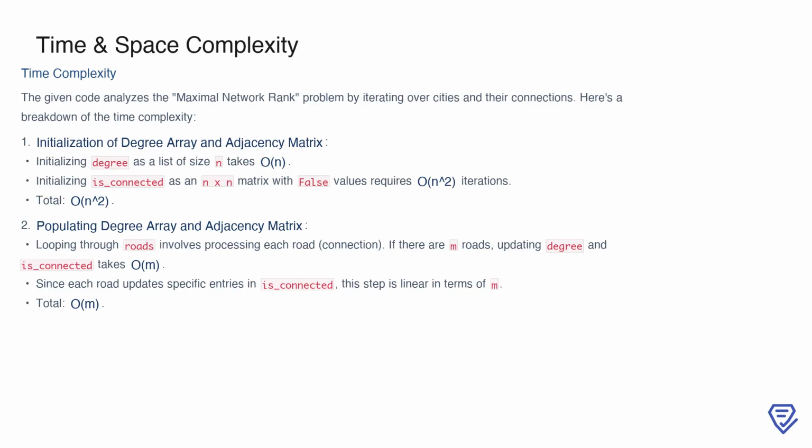After setup, we populate these structures by iterating over the given roads. For each road, we update the degree array and set the corresponding entries in the adjacency matrix. If there are m roads, this step takes O(m) time. Since each road is processed just once, this part scales linearly with the number of roads. Combining these steps, the time complexity so far is O(n²) from initialization and O(m) from processing the roads.